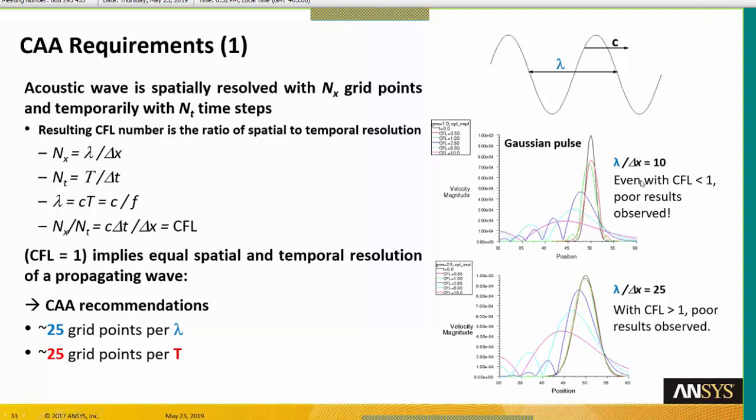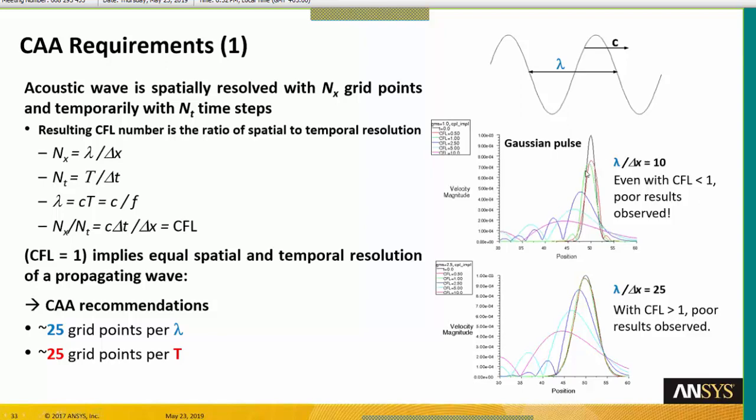Even with CFL equal to 0.5 or 1, the red and green curves, we're comparing the velocity magnitude to the position of the wave. We see that we have some issue with the Gaussian pulse, because we are not propagating the correct amplitude for this Gaussian pulse.